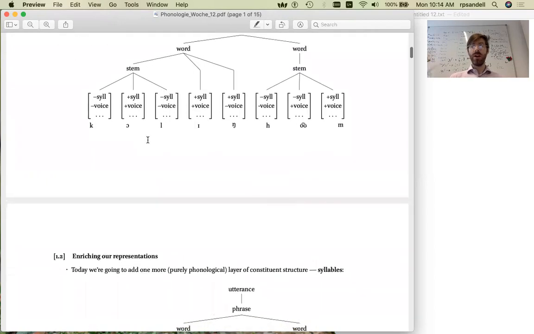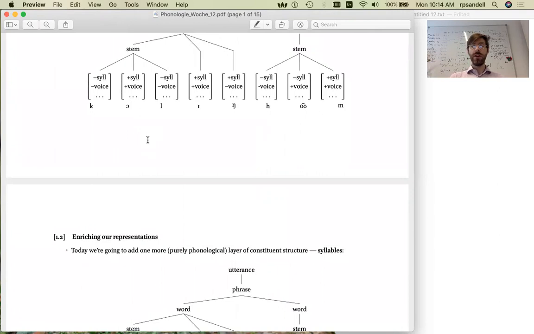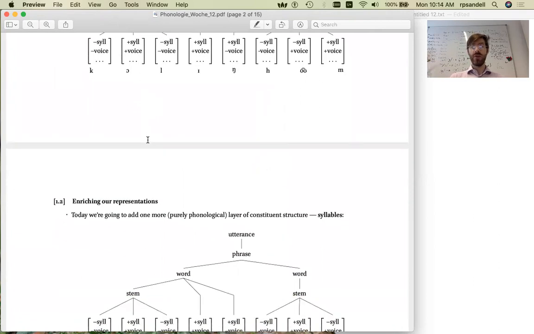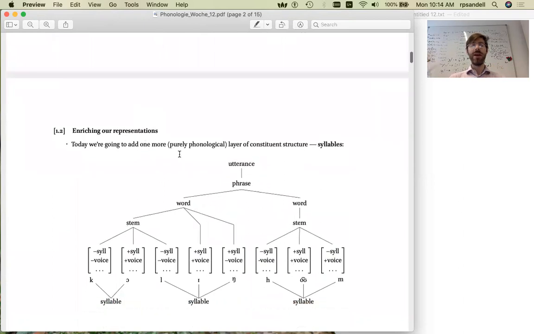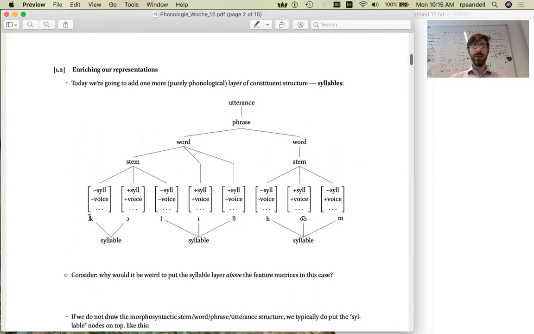So our first step is going to be to enrich our representations, that is, make our representations a little more complicated by adding a purely phonological layer of constituent structure, the level of the syllable, where we say that at the level of the segments, some segments form a group together to the exclusion of other segments. And each of those groupings we will call a syllable.